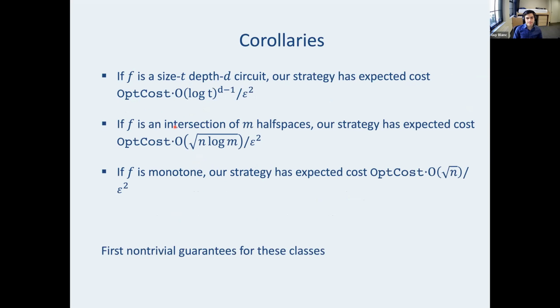Okay. So just corollaries, and these are all easy for us because people have already bounded the total influence, so we just plug in these bounds. Some examples: if your function is a size t, depth d circuit, you will get an approximation ratio of log t to the power d. If your function is the intersection of m half spaces, you'll get an approximation ratio of square root of m log m. If your function is monotone, you get an approximation ratio of square root of n. I went through those quickly, but the point is someone has bounded total influence, we plug it into our main theorem, and it's an immediate corollary. As far as we know, these are the first non-trivial guarantees for each of these classes. So we didn't have to do too much here to get it.